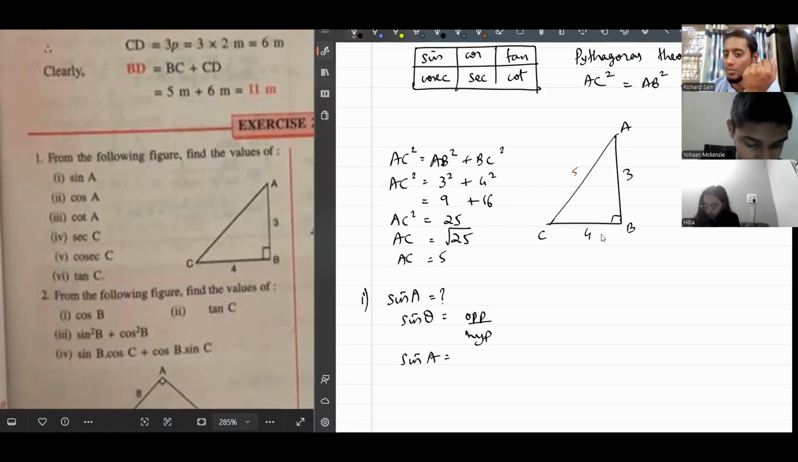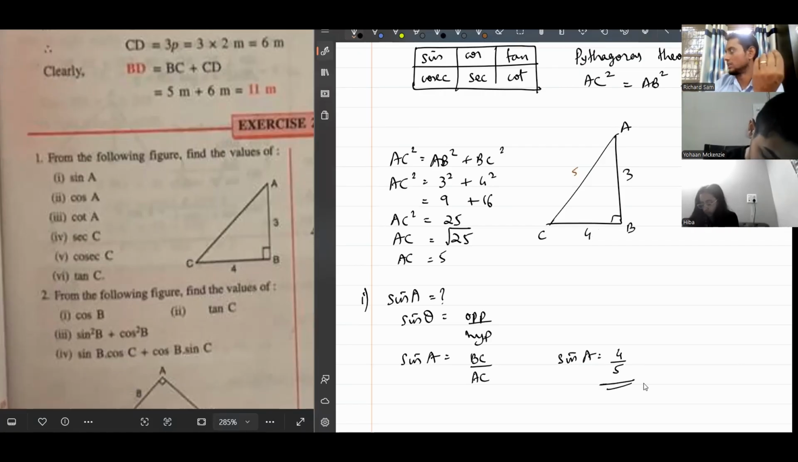Opposite is this, CB. So write the values BC upon hypotenuse, which is hypotenuse AC. So you can write this: sine A is equal to 4 upon 5. That's the answer. Okay, we're finding sine A. We're not finding A, we're not finding the angle. They will never ask you to find A. They'll tell you to find sine A or something like that.